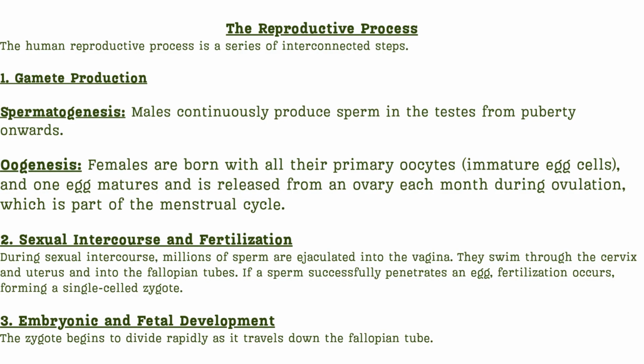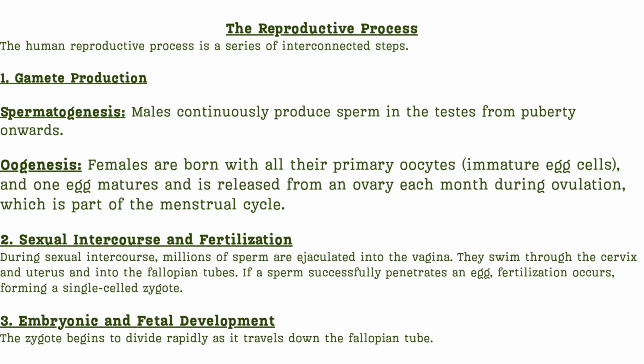Now, the human reproduction process is a series of interconnected steps. The first one is gamete production. Spermatogenesis: males continuously produce sperm in the testes from puberty onwards. The next one is oogenesis. Females are born with their primary oocytes, immature egg cells, and one egg matures and is released from an ovary each month during ovulation, which is a part of the menstrual cycle.